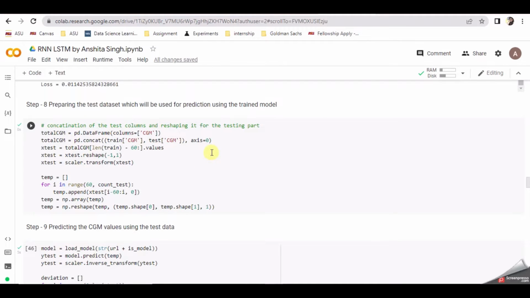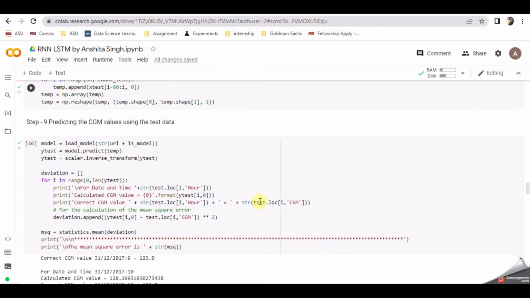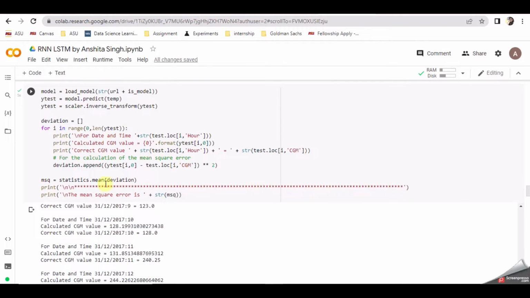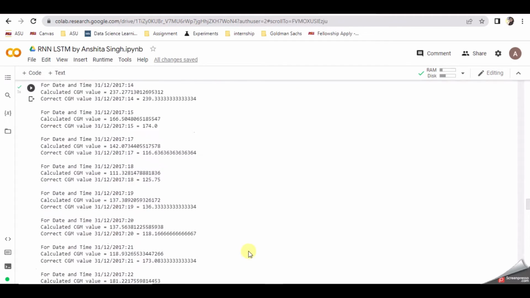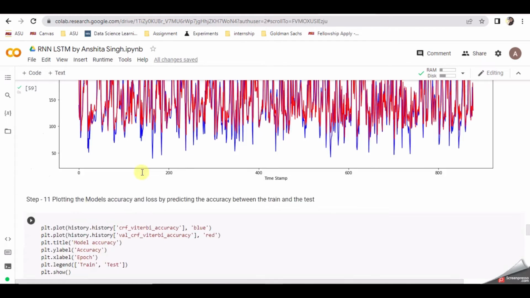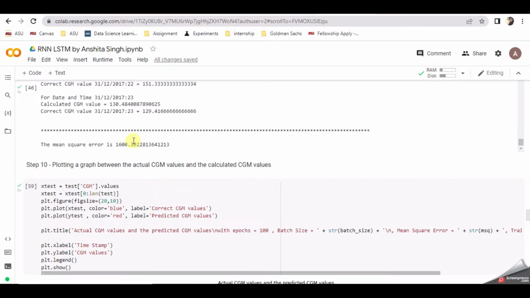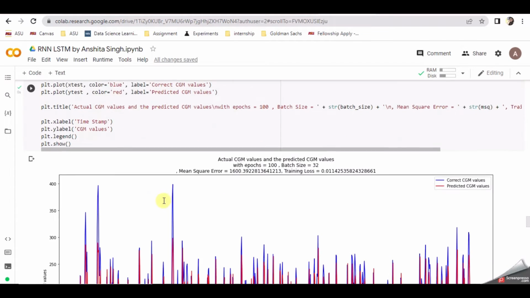This is where I'm preparing the test data set for the prediction part. Then I'm doing the prediction over here. So these are all the predicted values that I got. This is the mean square error, which is approximately 1600, and we can see that the calculated value and the correct value are close enough, so that's a good prediction.